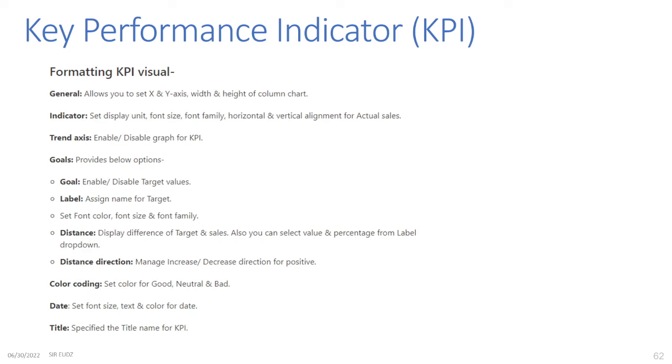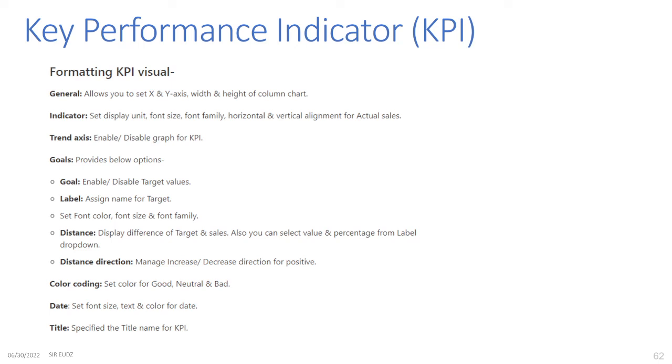Formatting the KPI visual. We have general, which allows you to set x-axis and y-axis width and height of the chart. Indicator: set display unit, font size, font family, horizontal and vertical alignment for actual sales. Trend axis: enable or disable the graph for the KPI. Goals provide the following options. We have the goal, enable or disable target values. Label: assign a name for the target, set font color, font size and font family.